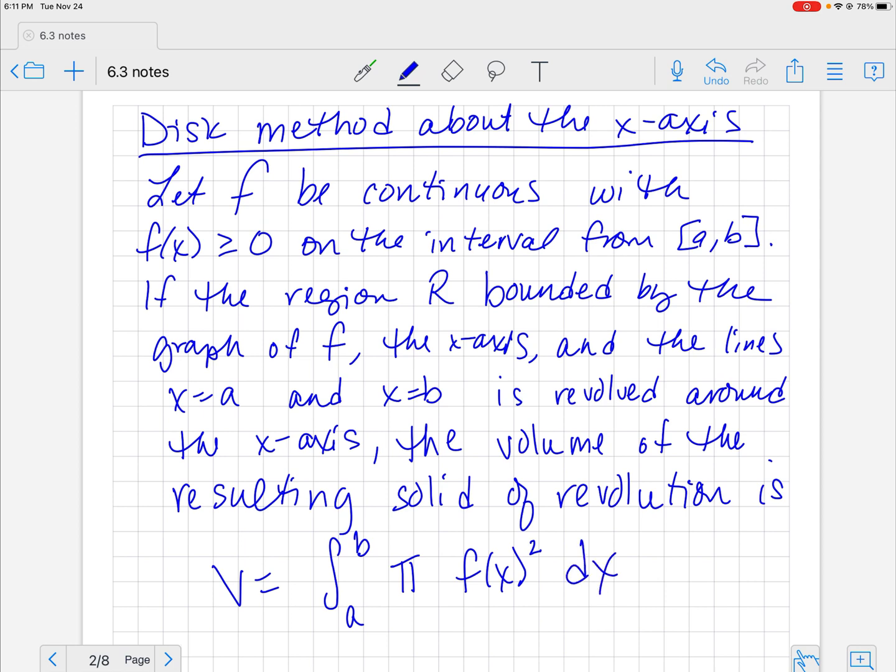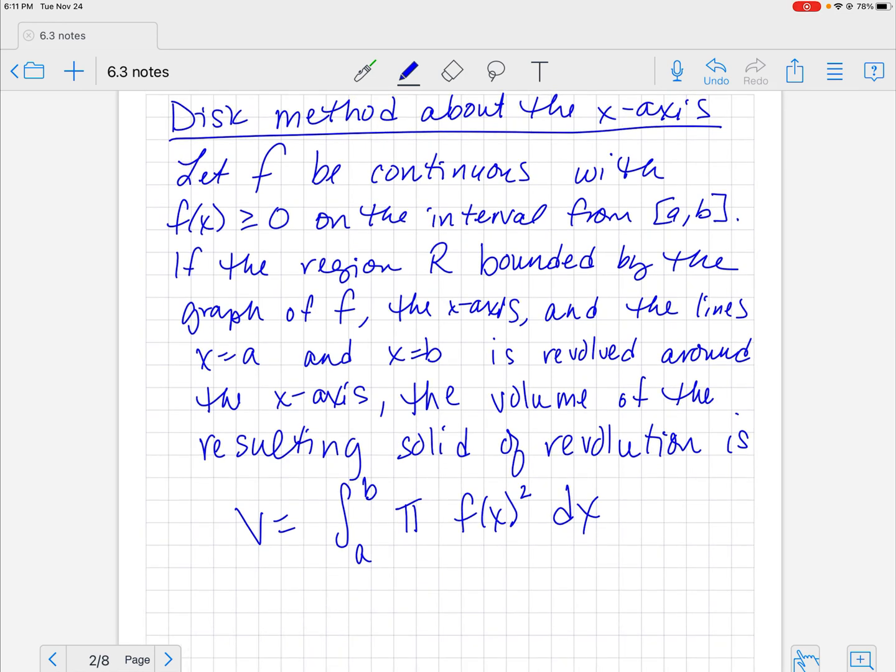Now, let's talk a little bit about this because here's our formula, right? So, if f is continuous, my output values, my f of x values, are greater than 0. That means I have positive outputs, right? Output being the y value in this instance, on the interval from A to B, so it's above the x-axis on this interval from A to B.